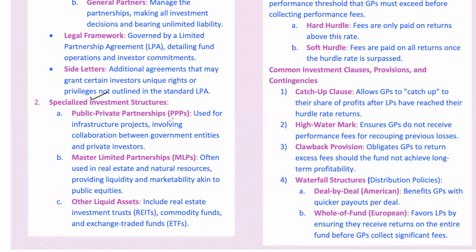There are also some specialized structures in the alt world. Ever heard of public-private partnerships, or PPPs? These are used mostly in infrastructure, say building a toll road or airport. You'll have private investors team up with governments, and the whole thing's run through a special purpose vehicle that raises capital, builds the asset, and then either sells it off or returns it to the public sector down the road. Another popular setup, especially in real estate and energy, is the Master Limited Partnership, or MLP. This structure trades like a stock, but operates more like a partnership, giving investors access to illiquid asset classes with a bit of liquidity.